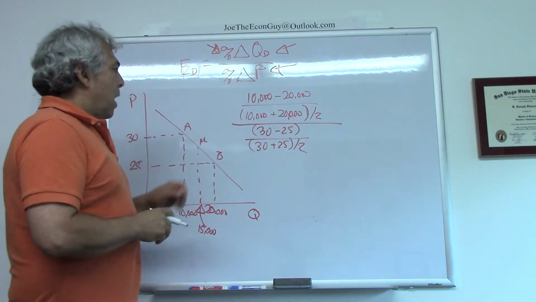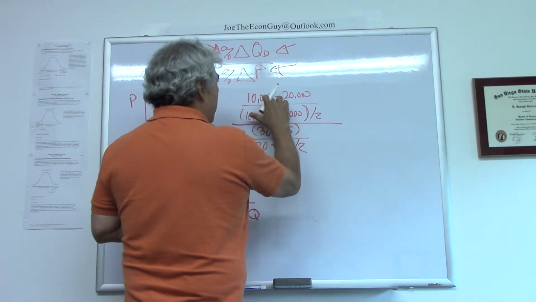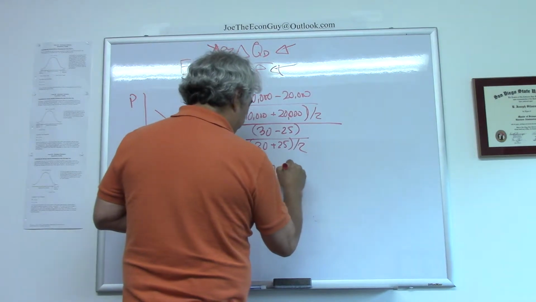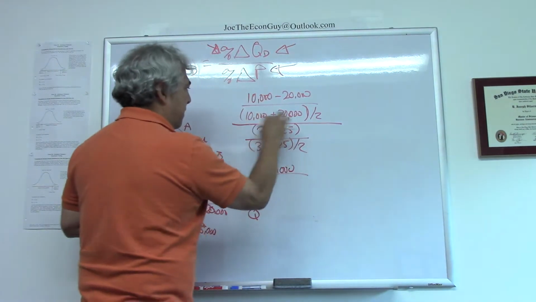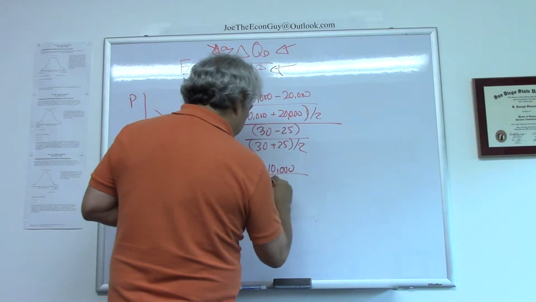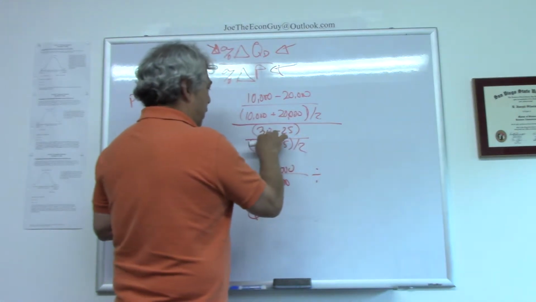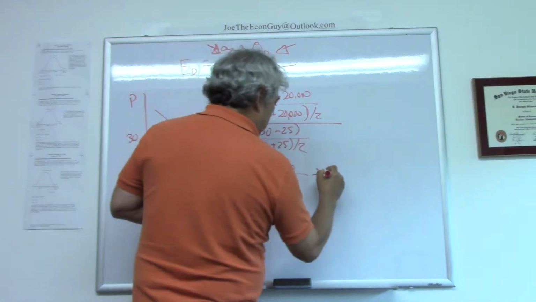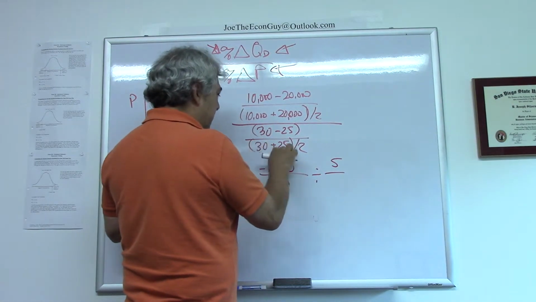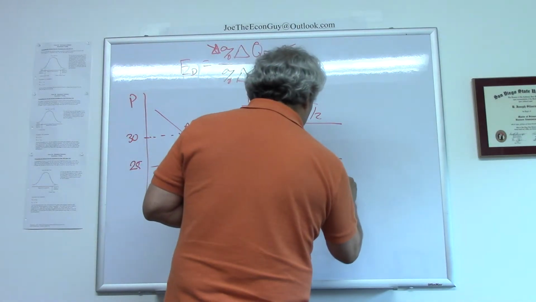Okay, so what I want to do first is go ahead and simplify a little bit. So 10,000 minus 20,000, that's going to be minus 10,000. And we're going to divide that by 15,000, right? 10,000 plus 20,000 divided by 2 is 15,000. And then we're going to divide this by 30 minus 25, which is going to equal positive 5. And then we've got 30 plus 25, which is 55, divided by 2, which is 27.5.